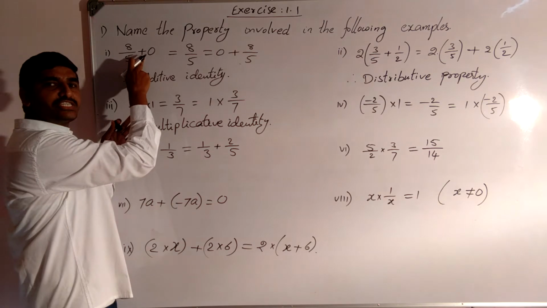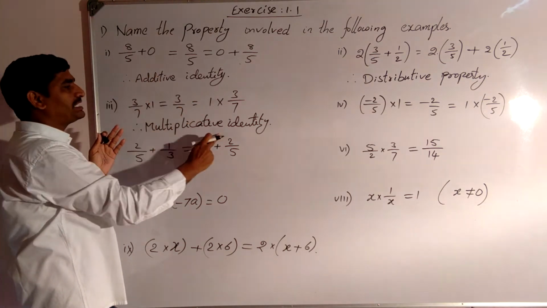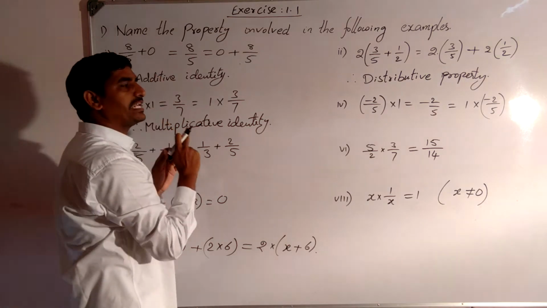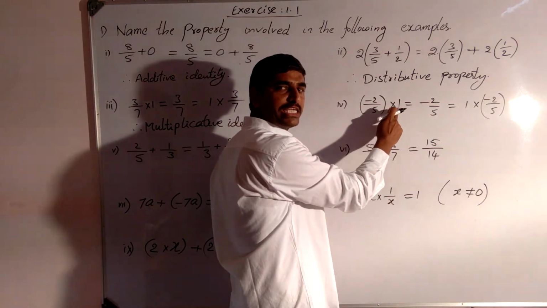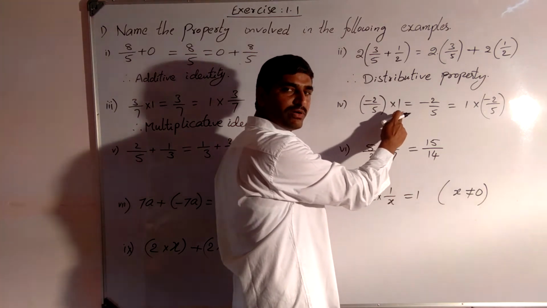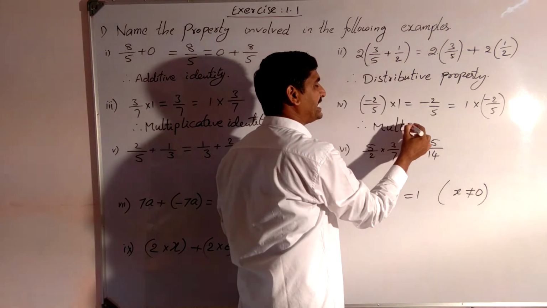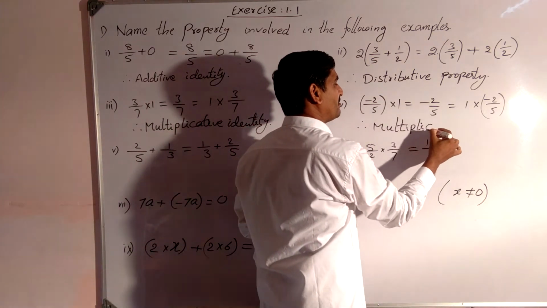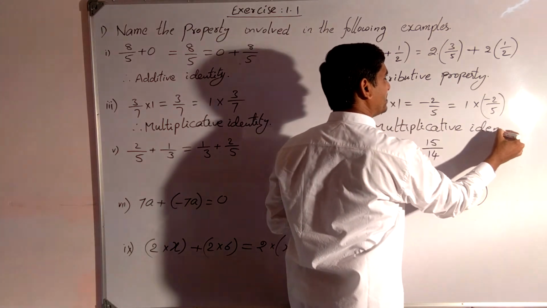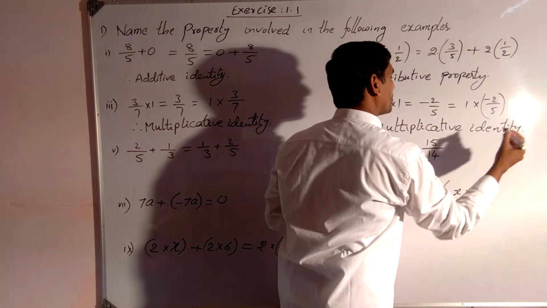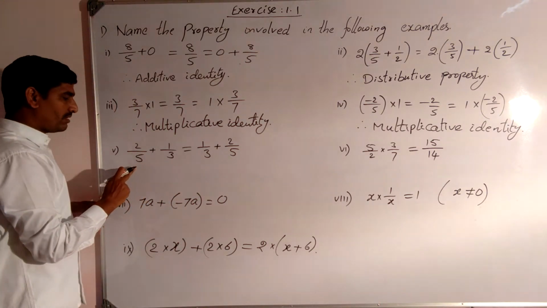Something is added to 0: additive identity. One is multiplicative identity. 0 is additive identity. Next, the fourth one: something is multiplied by 1. Into 1, multiplied by 1. That is multiplicative identity.